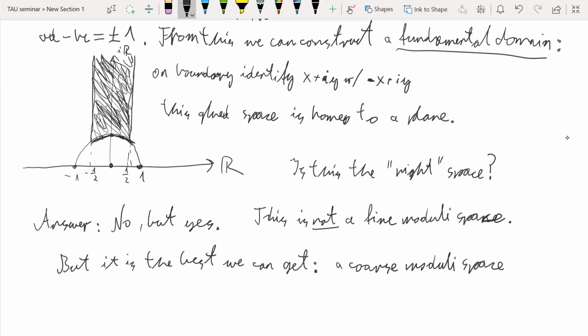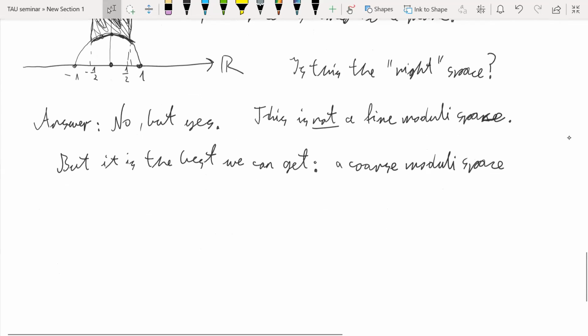Very briefly, I'm not going to say what it exactly means. It can be stated in categorical terms, that this is somehow some initial object out of the ones trying to represent this functor in some sense. This also guarantees that this space is a unique one with this property. So in this sense, it is the right space for a slightly different reason, but it is also a right space.